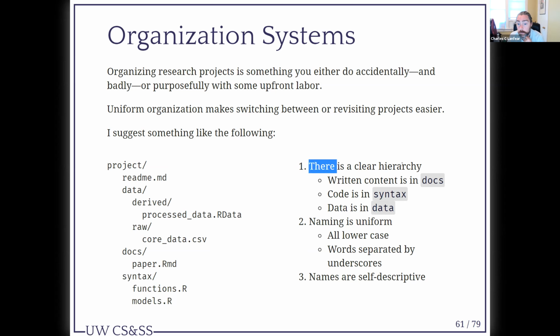The idea here is there's a really clear hierarchy. You know all written content is in docs, all code is in syntax, all data is in data. The naming is uniform, everything is lowercase, words are separated by underscores, and the names of everything are self-descriptive. I have no questions about what anything in this entire hierarchy is. I can glance at it and know exactly what there is in everything. If you structure every single one of your projects the same way like this, it makes it really quick to jump between them and find everything you need.